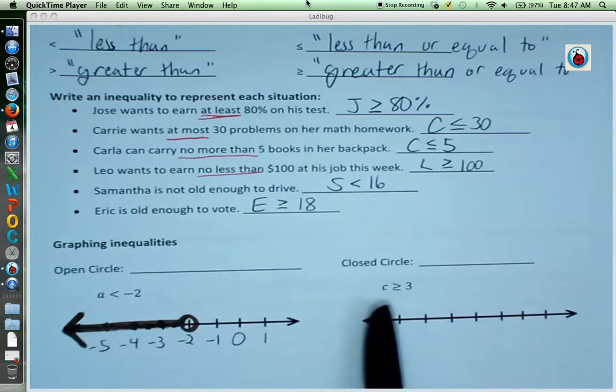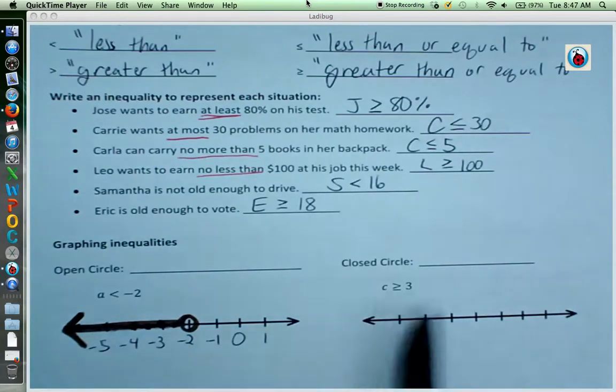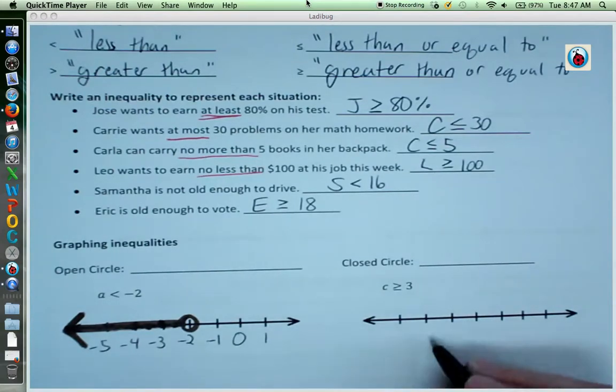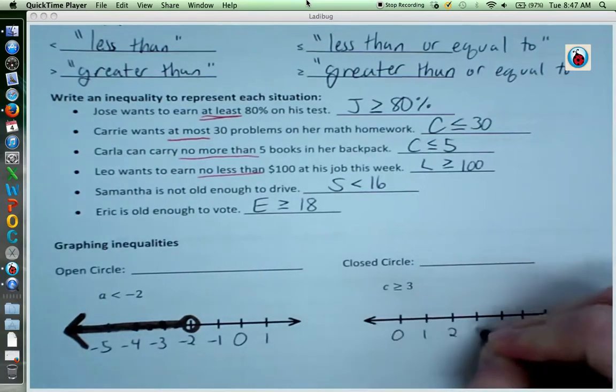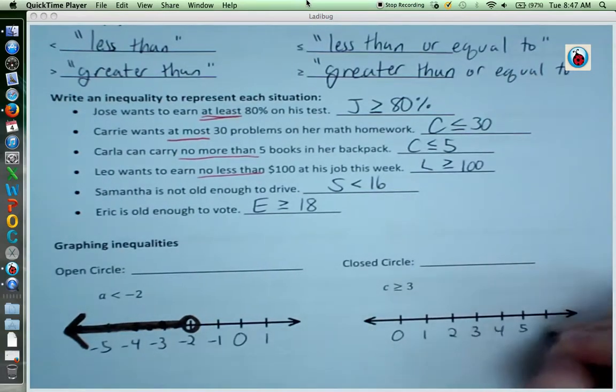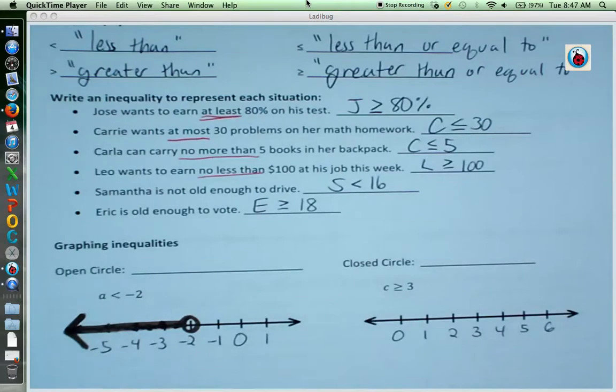That's different from this problem. C is greater than or equal to 3. All right, so I'm going to make a number line here. I want to make sure 3 is part of my number line. So I'm going to start 0, 1, 2, 3, 4, 5, 6. I can start from whatever number I want to. I started from 0 just because 3 is a small number. I just want to make sure that my important number is on my number line somewhere.